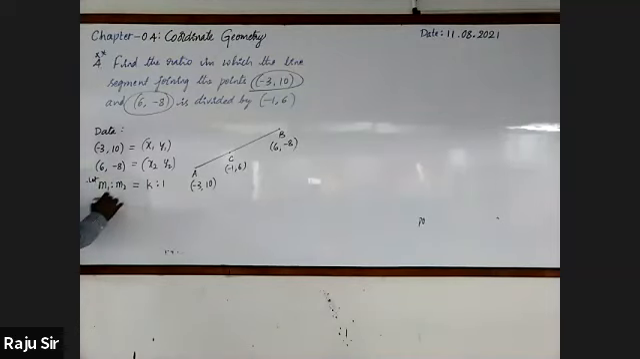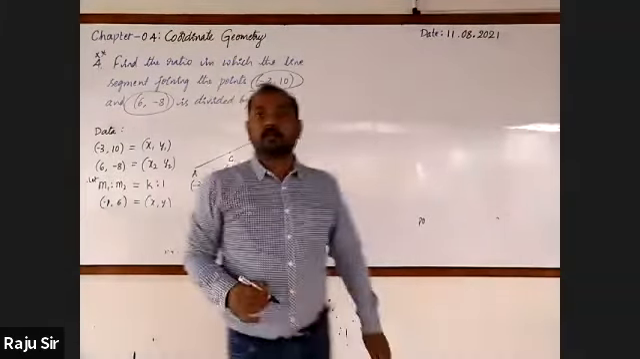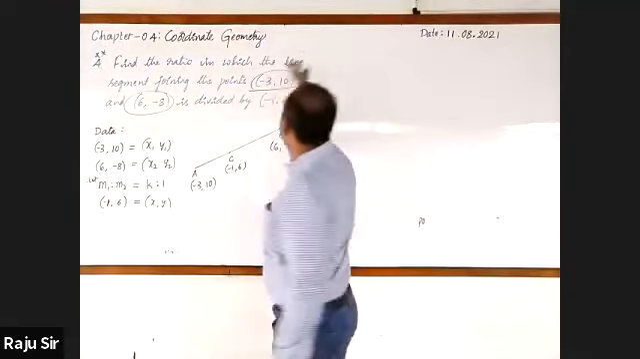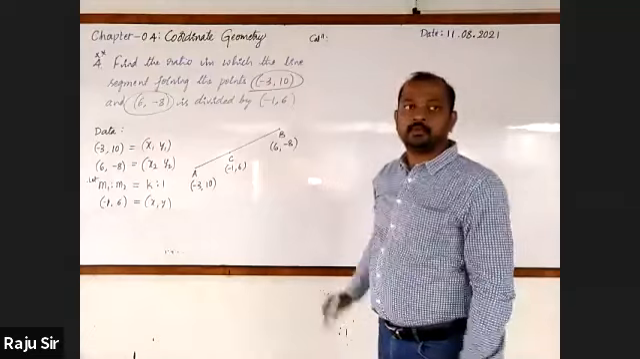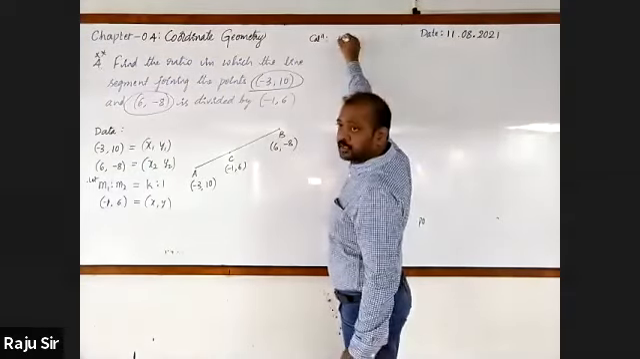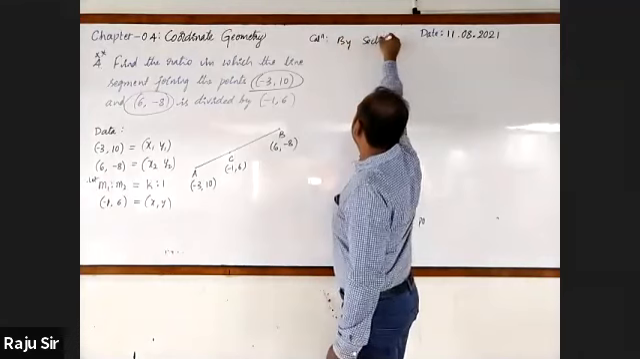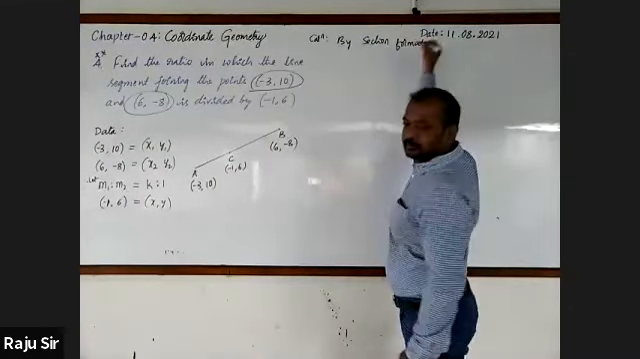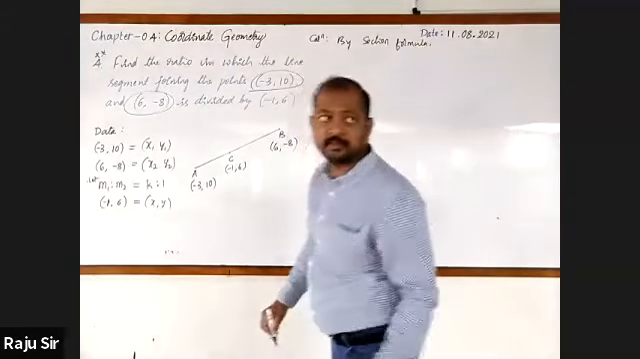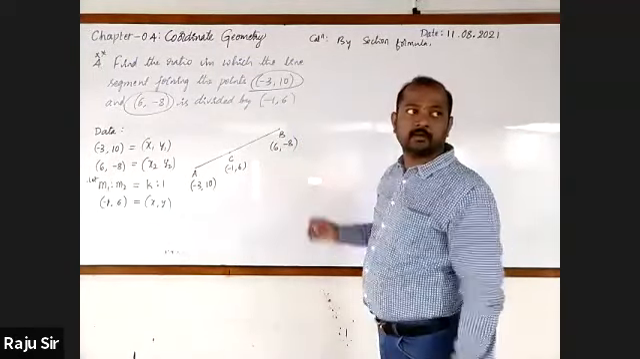Then point C, this is x comma y, minus 1 comma 6. It is x comma y. Now let's go on to calculation. For calculation, we'll go for using the section formula. By section formula. Vijay, tell that. Section formula.